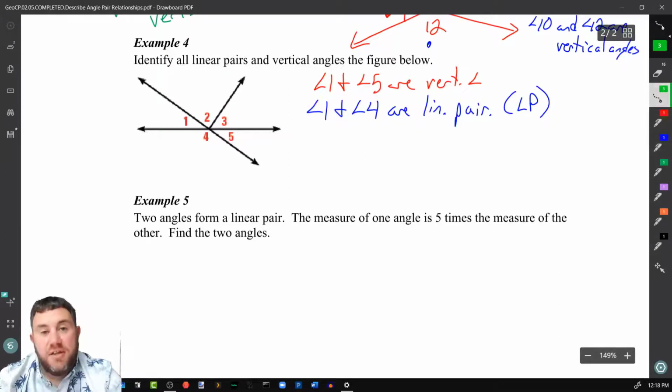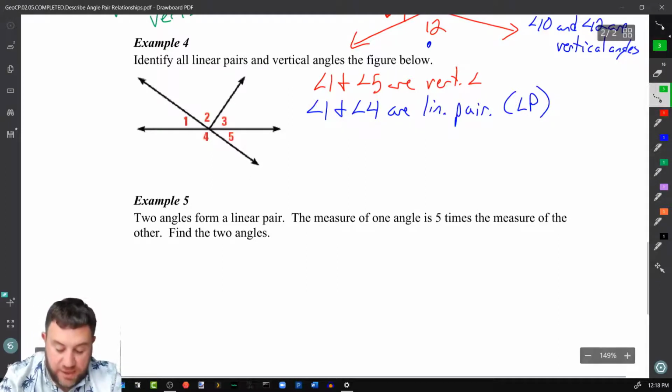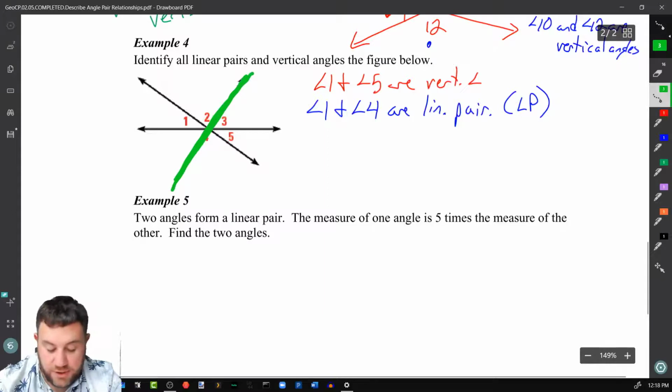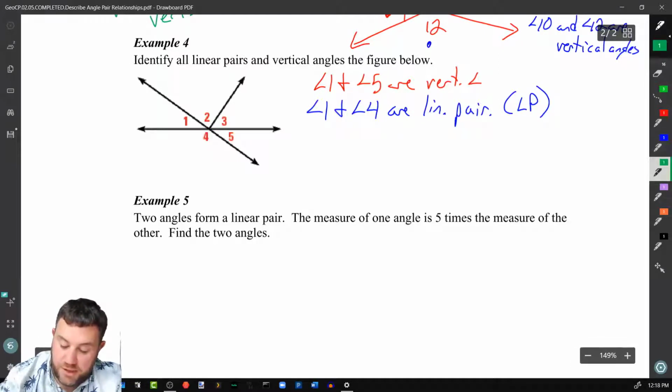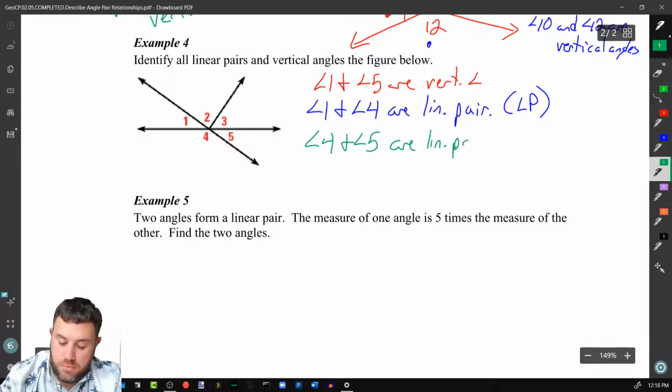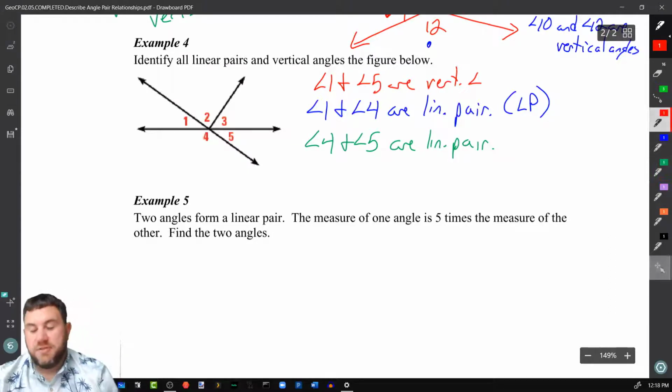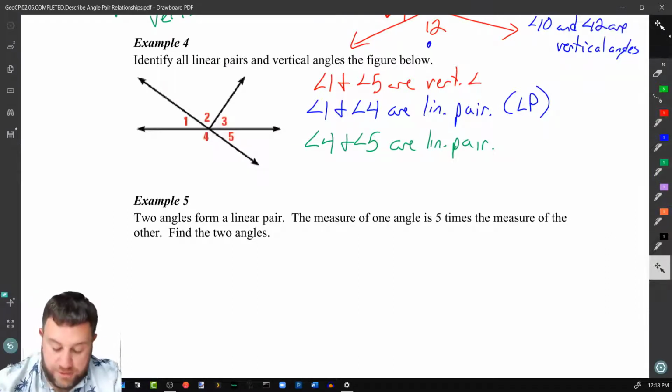Let's see if we have any other linear pairs. We checked 1 with everything. 2 and 3 aren't anything. 2 and 5 aren't anything. 2 and 4 looks like they could be vertical, but we would need this to be extended. So 2 and 4 aren't anything either. We don't need to check 2 and 1 because we already did that. 3 and 5, those are nothing. 3 and 4, those are nothing. What about 4 and 5? Well, 4 and 5 form another linear pair. So we had 1 pair of vertical angles and we had 2 linear pairs.